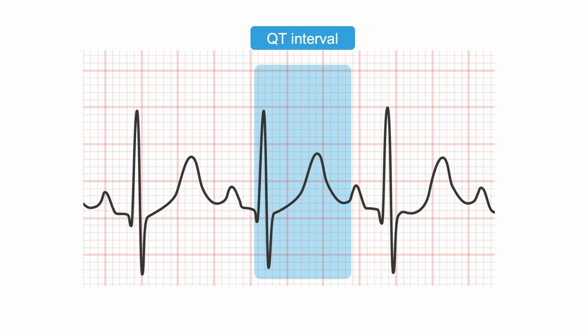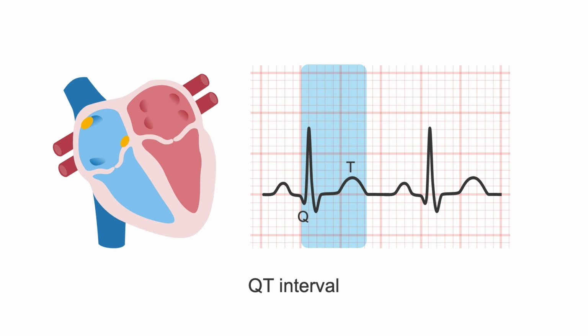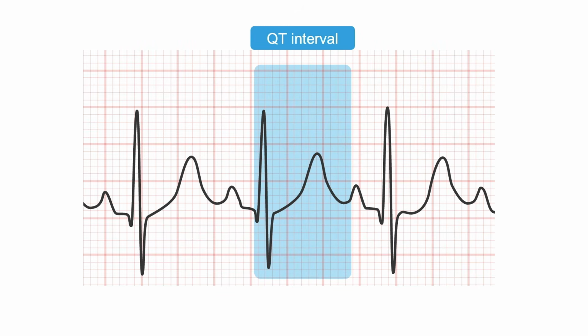looks longer than normal. The QT interval reflects the total time taken for the ventricles to contract, depolarize, and then relax, repolarize in a single heartbeat. On this ECG, the QT interval is measured to be 480 milliseconds, with an RR interval of 700 milliseconds.